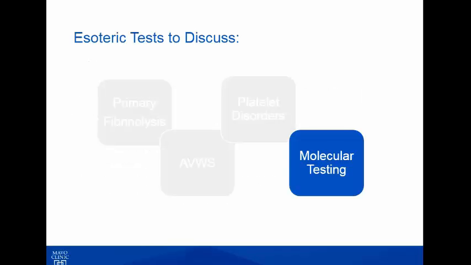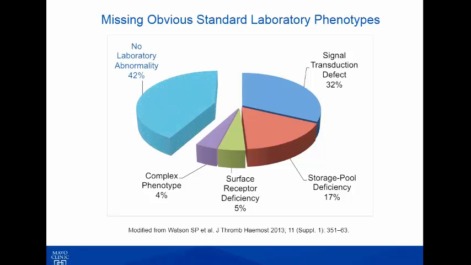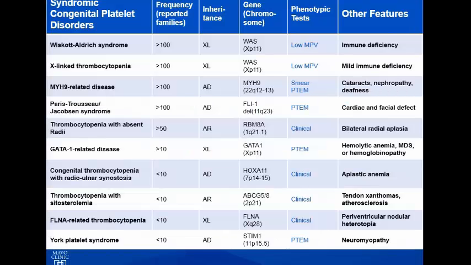So finally, very brief on molecular testing. This is brand new. I do not have a thorough experience, so I just want to give you our sort of thinking. This is a key paper, in my opinion, by Dr. Watson's group. So basically, with our best attempt, with our state-of-the-art technology, we could still only capture about 60% of the platelet disorders. We are still missing 40% of the platelet disorders. We couldn't find any laboratory phenotype. So this is important about the molecular testing.